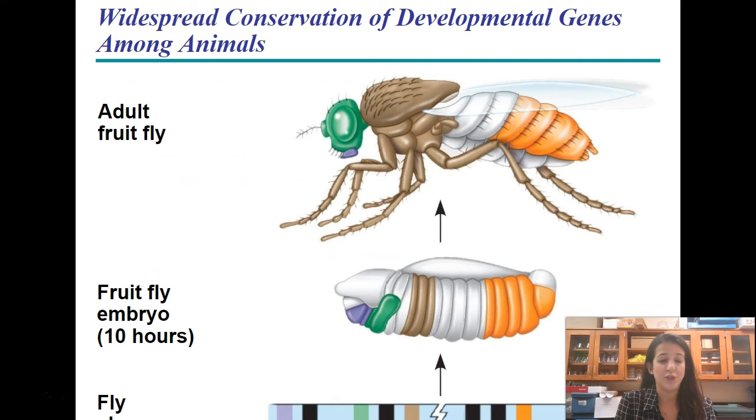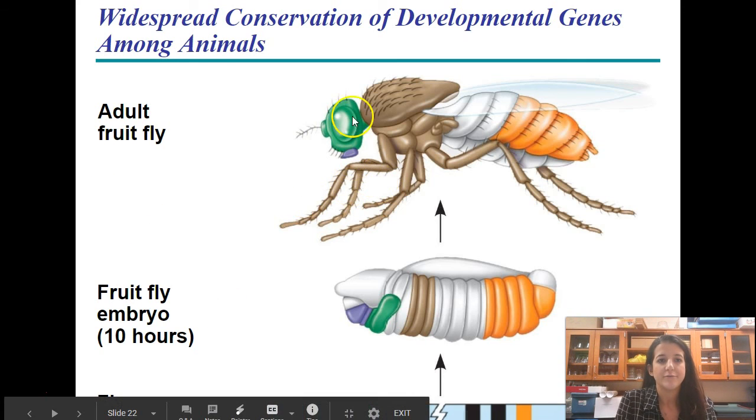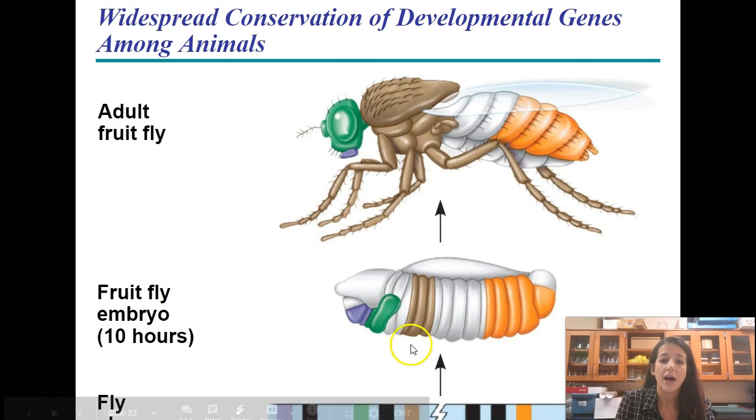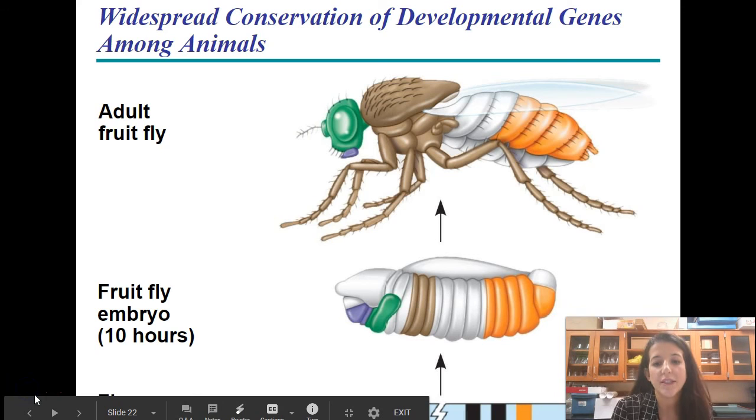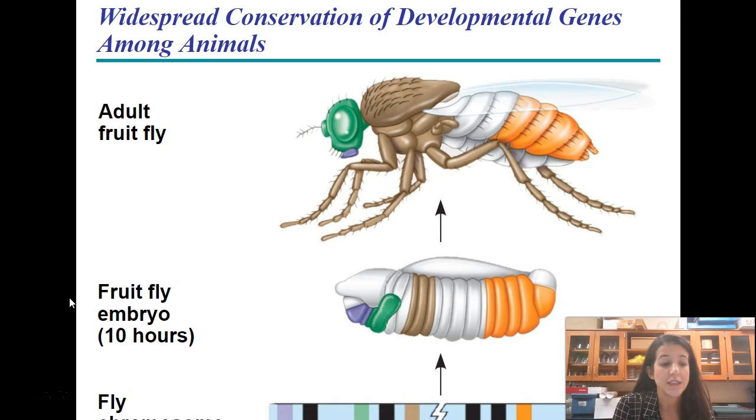Okay, so going back to the master regulatory genes, right? We notice the pattern in the adult fly through to the embryo, and then we could see it on the chromosome here. On the chromosome are the master regulatory genes, right? So we also call them homeotic genes or Hox genes. And we can see them in other organisms as well.